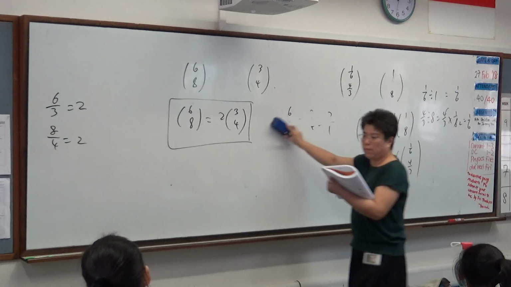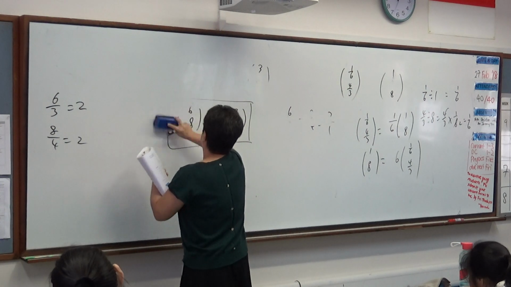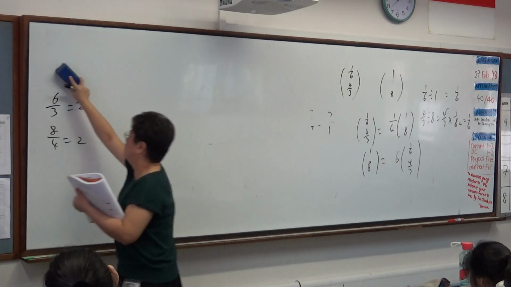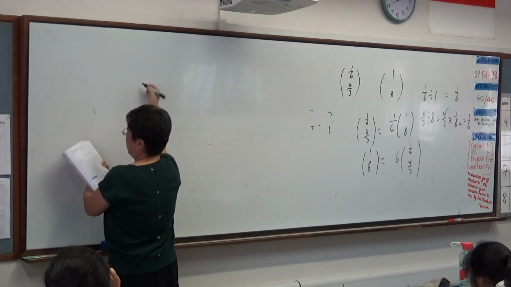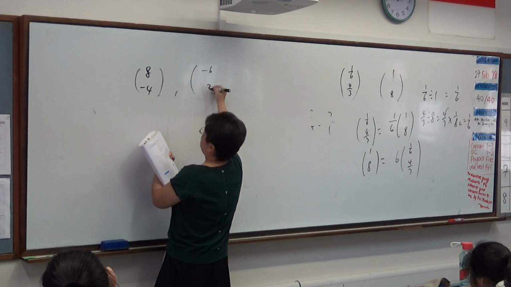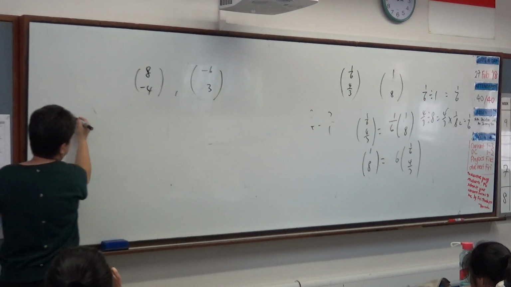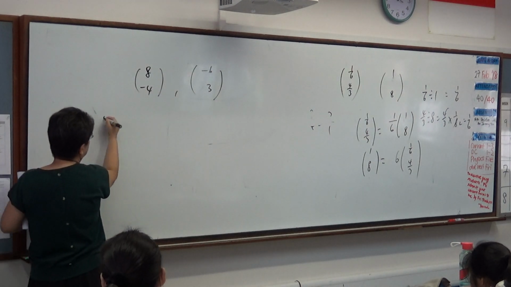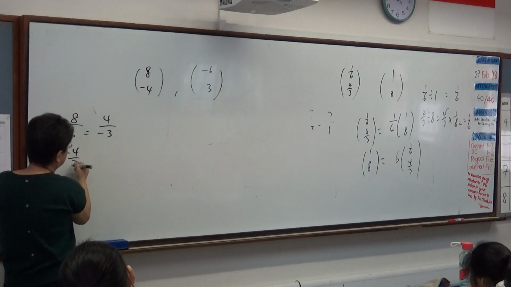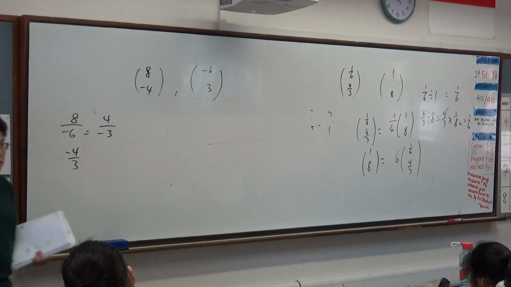Now, let's look at part 2. Are they parallel? Let's take a look. 8 over negative 6, so it's actually 4 over negative 3, right? So this one is negative 4 over 3. Do you think they are the same? The same. So they are parallel.